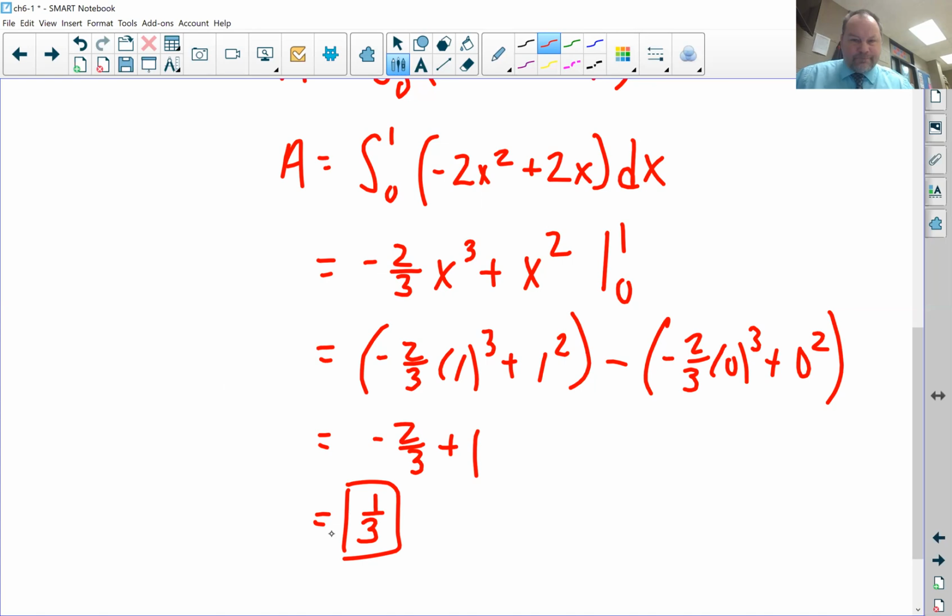Right. Questions? This answer should always be positive because we're talking about area between two functions now, and not necessarily like the area under a curve, which could be negative if the function was mostly negative. This should always give us a positive value because we're always taking the larger function minus the smaller function.